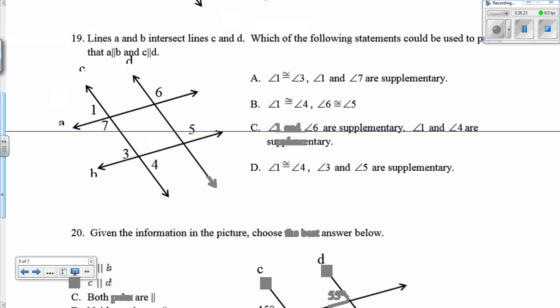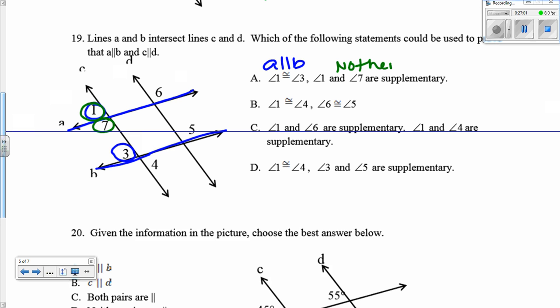In 19, it says lines A and B intersect C and D. Which of the following statements could be used to prove that A is parallel to B and C is parallel to D? So what I'm going to do is take each of my angle relations and figure out which pair it tells me is parallel. If I know that angle 1 is congruent to angle 3, that tells me that A is parallel to B. If I look at 1 and 7 being supplementary, that only uses line A, so this tells me nothing. So my answer can't be A.